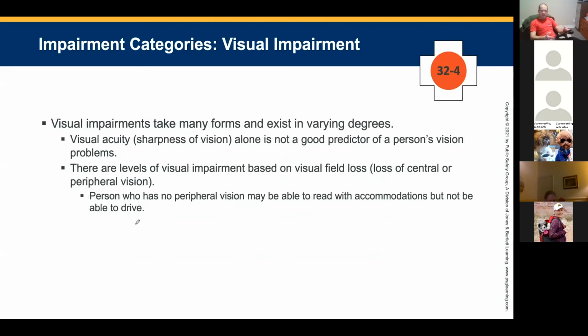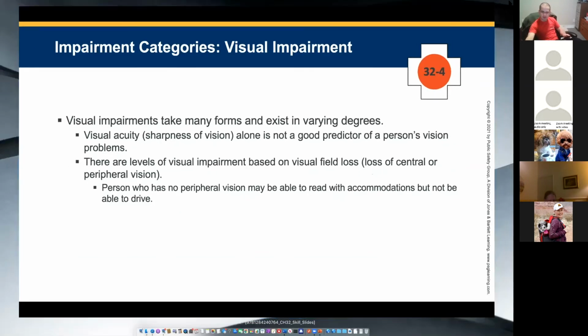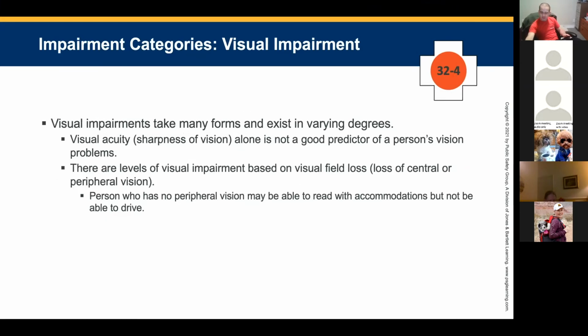So just like any of the disease processes that we've talked about so far, visual impairment can take many forms and exist in varying degrees. As you can see, I've got a visual impairment, I wear glasses. Visual acuity, or the sharpness of vision alone, is not a good predictor of a person's vision problems. There are levels of visual impairment based on visual field loss, whether it be loss of central vision or peripheral vision. A person who has no peripheral vision may be able to read with a magnifier, but not be able to drive.